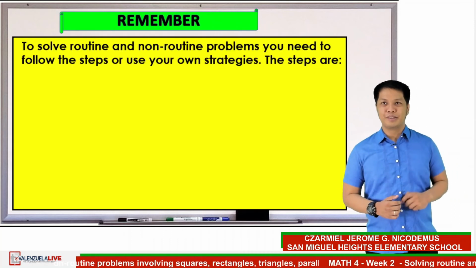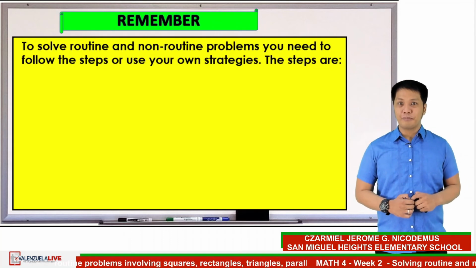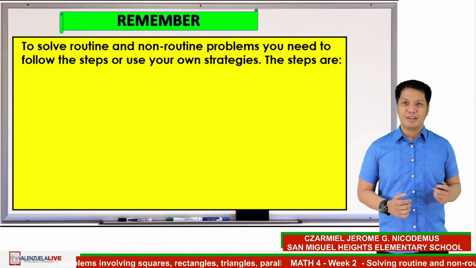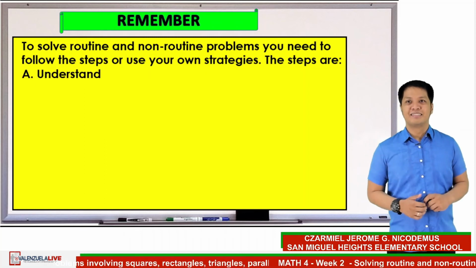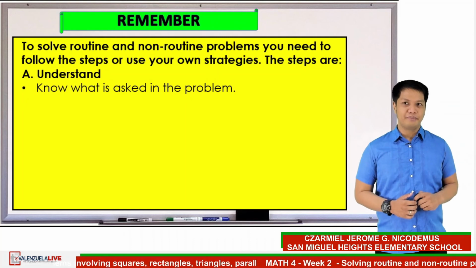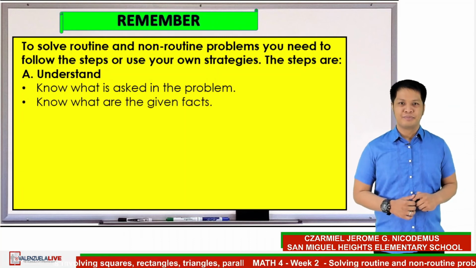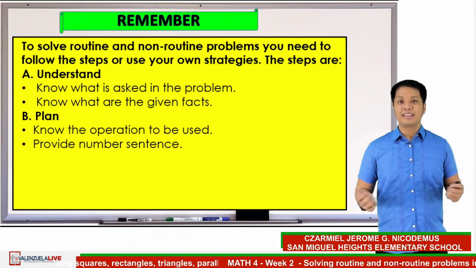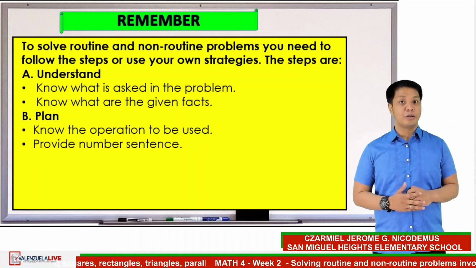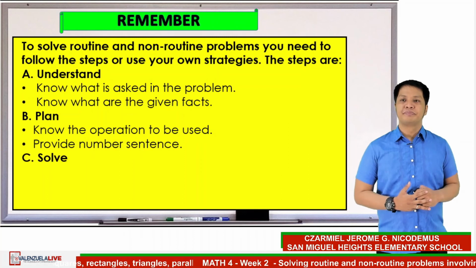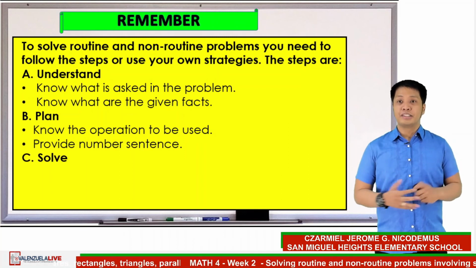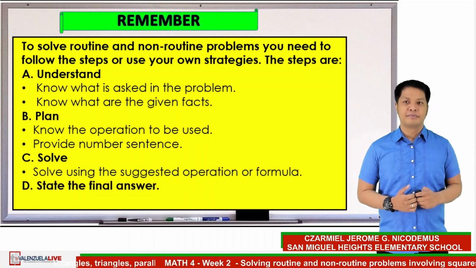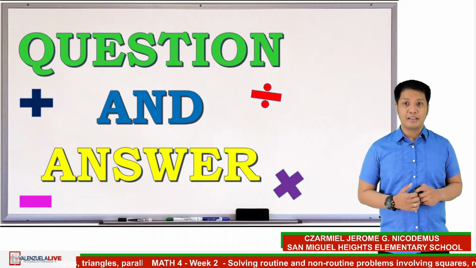Now, let us remember, to solve routine and non-routine problems, you need to follow the steps or use your own strategies. The steps are, first, understand. Know what is asked in the problem and know what the given facts are. Second is to plan. Know the operation to be used, provide the number sentence, or in this case, find the formula for each shape. Third is to solve. Solve using the suggested operation or formula. Last but not the least is to state the final answer.